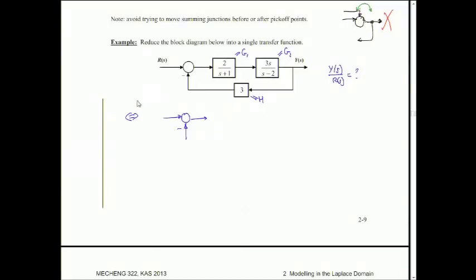So I'll combine G1 and G2 together. Because they're in series, you just multiply them together, so you get G1 G2. R was the input and Y was the output, and you have a feedback of H.